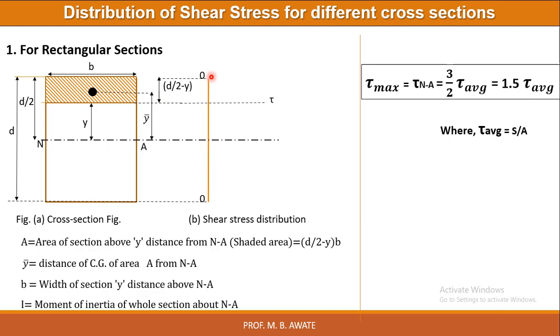So now this is shear stress tau, which is acting at a distance y from the neutral axis, and this is the maximum shear stress, which is acting at the neutral axis, which is equal to 1.5 times tau average. Now we will be plotting the shear stress distribution. So it is like a parabola. So this is the shear stress distribution for rectangular section, and tau max is equal to 1.5 times tau average, and that is equal to tau at the neutral axis, and this is for the rectangular cross section.